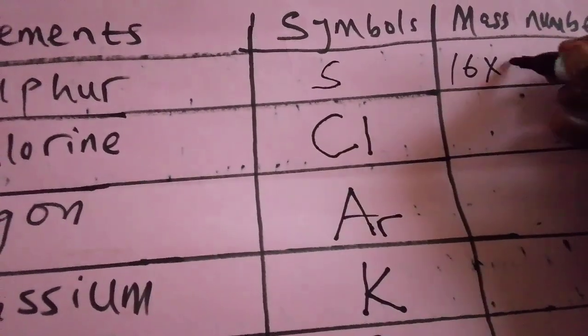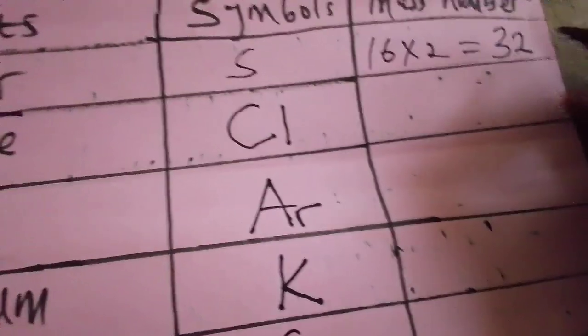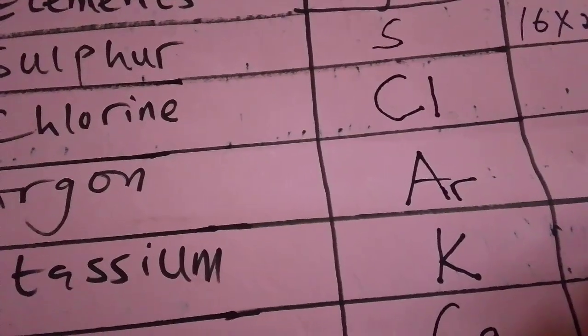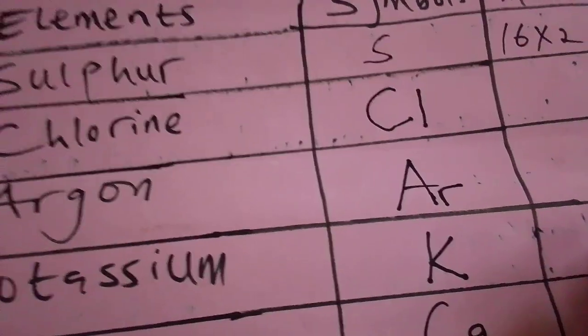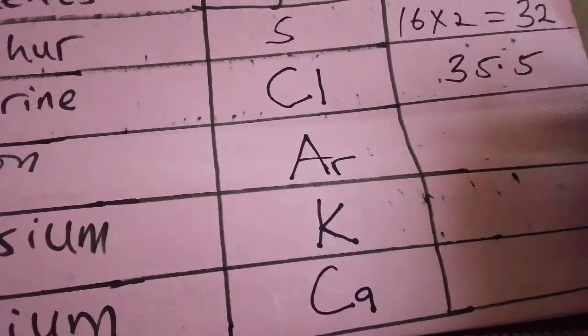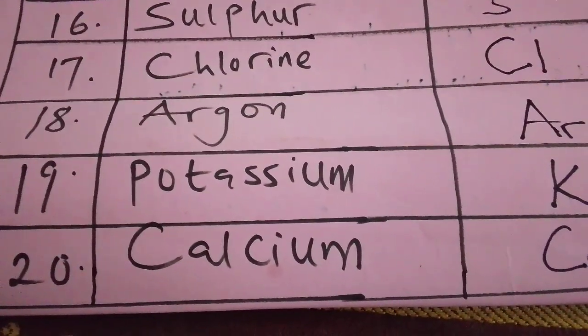Then for sulfur, the atomic number of sulfur is 16. So 16 is an even number. Then we just say 16 times 2 is equal to 32. That is the mass number for sulfur. Then for chlorine, like I told you, chlorine too has an exceptional case because its mass number is written as 35.5.